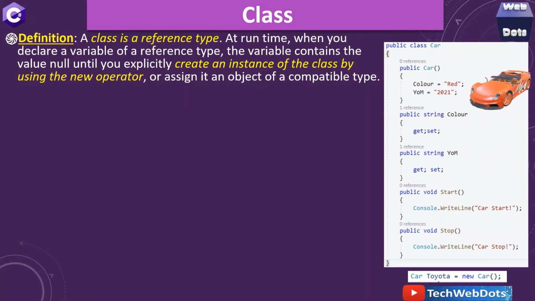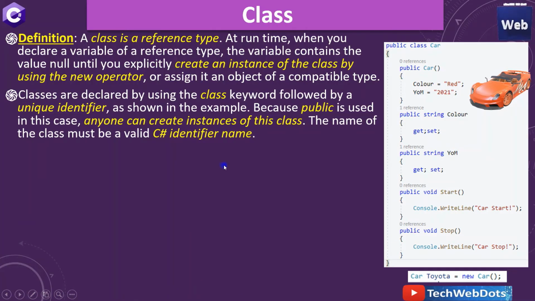So let's go first by definition. A class is a reference type. At runtime, when you declare a variable of reference type, the variable contains the value null until you explicitly create an instance of the class by using the new operator, like I am showing at the right bottom. When we are creating an object of the car, we are giving the name of this object Toyota, using the new keyword and two round braces with the car name. It means we are creating an object and memory will be allocated on the heap, or we assign it an object of a compatible type. So this is simply a class.